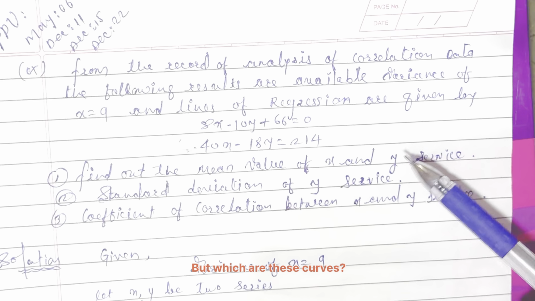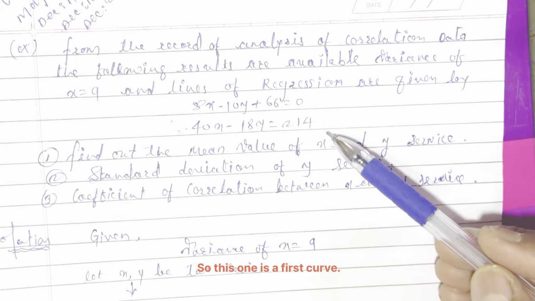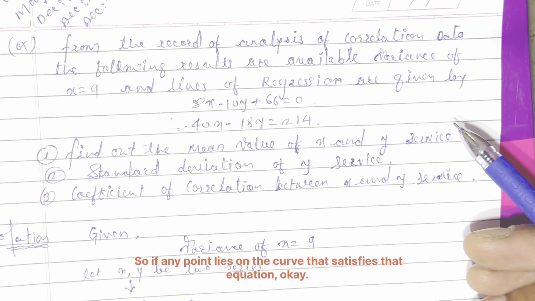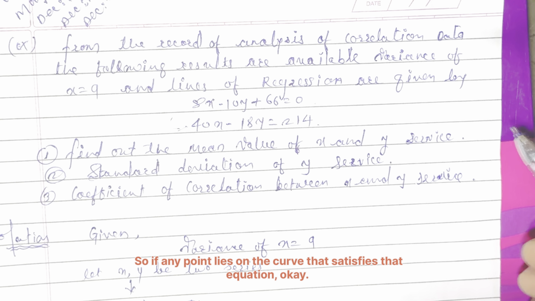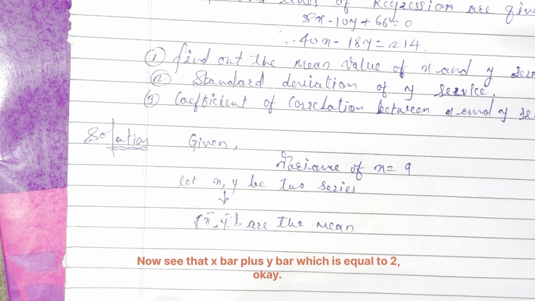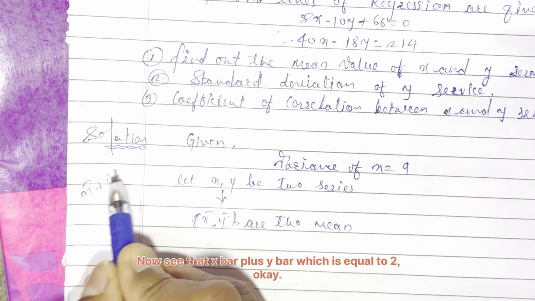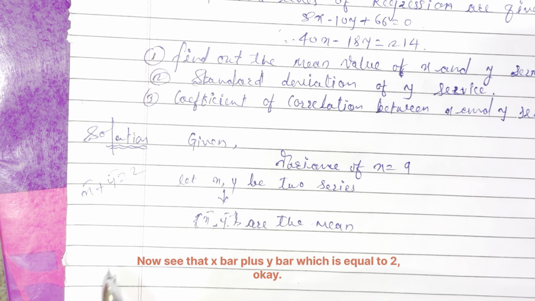But which are these curves? This one is the first curve, this one is the second curve. If any point lies on the curve, it satisfies that equation. Now see that x bar plus y bar is equal to 2, and x bar minus y bar is equal to 2. So these are the two curves.